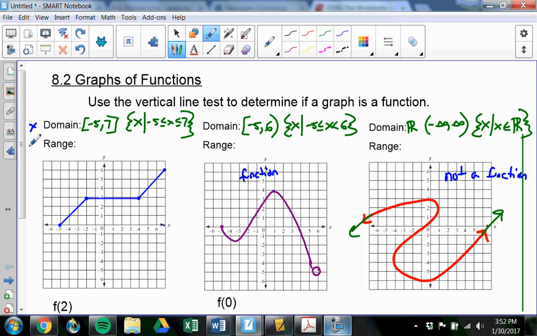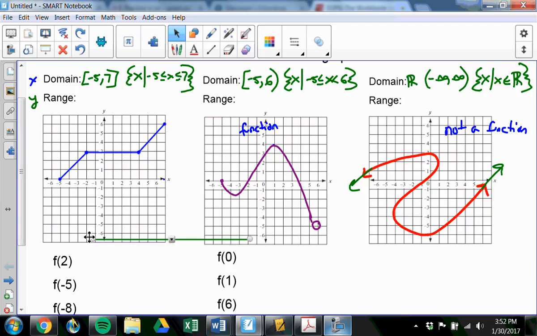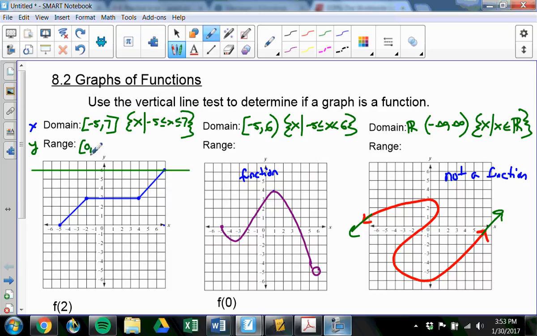Next, let's do range. Range means the y values. Now, instead of scrolling left to right, I'm going to scroll bottom to top. My green line just hid from me. Starting down here, I am not hitting the graph because there's no arrows. I scroll up, I start hitting the graph when the y value is 0, right here. This is a y value of 0, and it continues up until a y value of 6. So the range of this goes from 0 to 6. The set of all y such that 0 is less than or equal to y, which is less than or equal to 6.